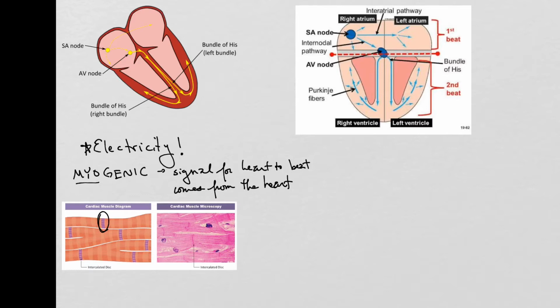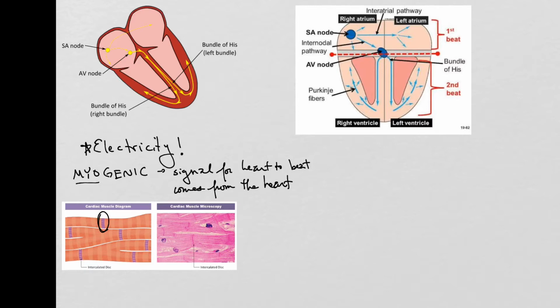And so these intercalated discs are really important at allowing the heart muscle to send signals to other cells. Without it, the signal would have to jump from one cell to another. But instead, these cells are connected to each other by this disc that has holes in it so that the signal can travel better.